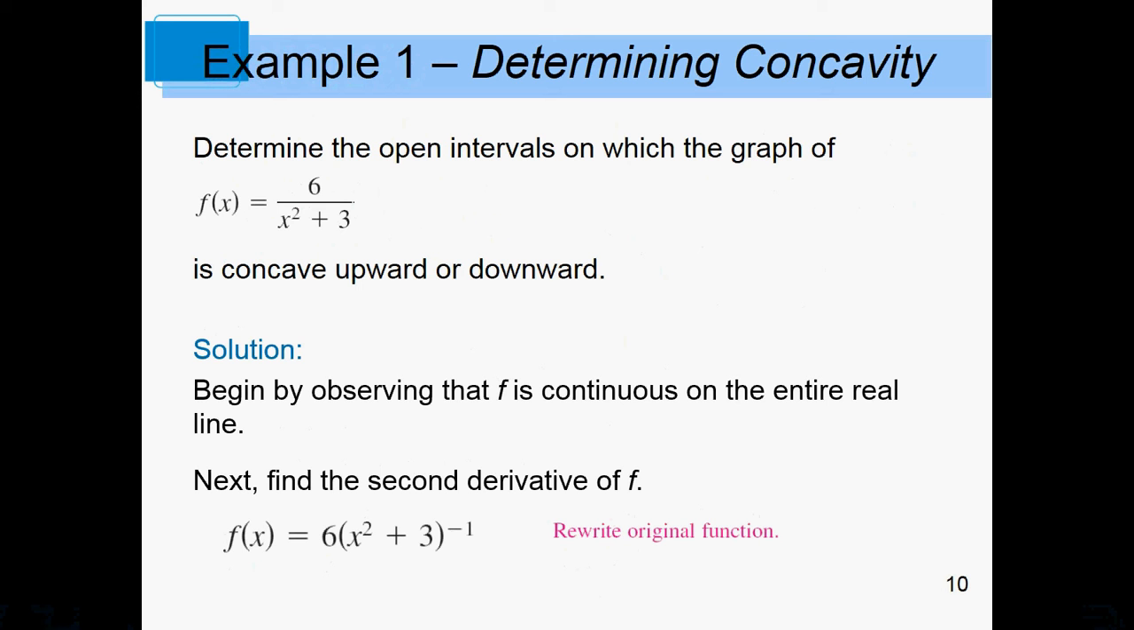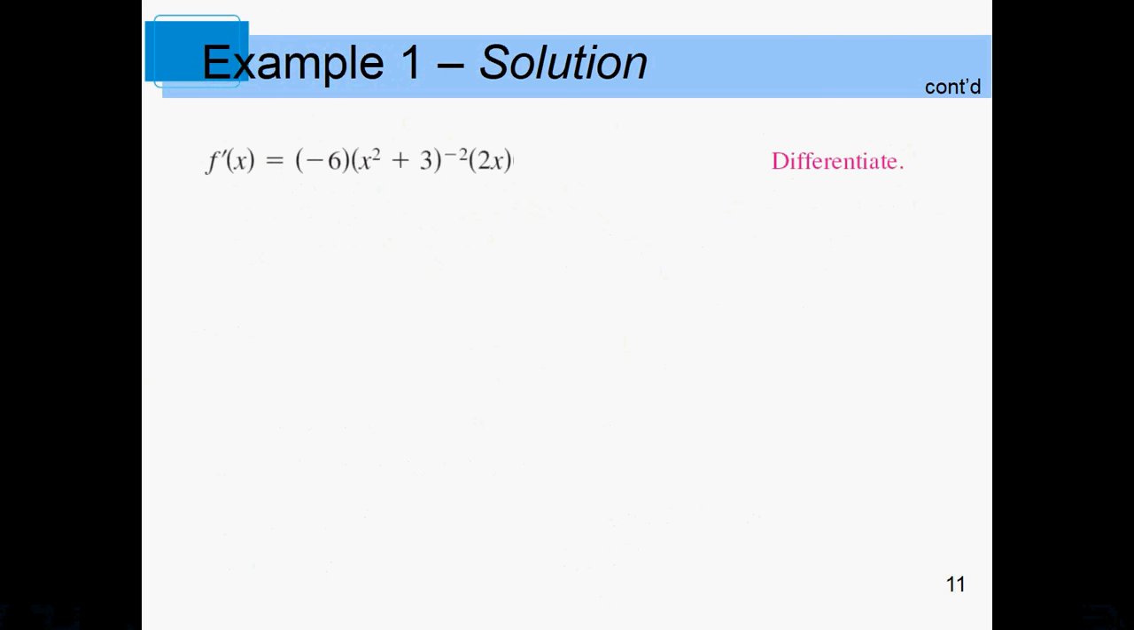So negative 1 times 6 gives us negative 6. X squared plus 3 decreased by 1 gives negative 2. And then take the derivative of what's in the parentheses, which is going to give us 2x on the end. So we wind up with this, which we can see is just negative 12x over x squared plus 3 squared.